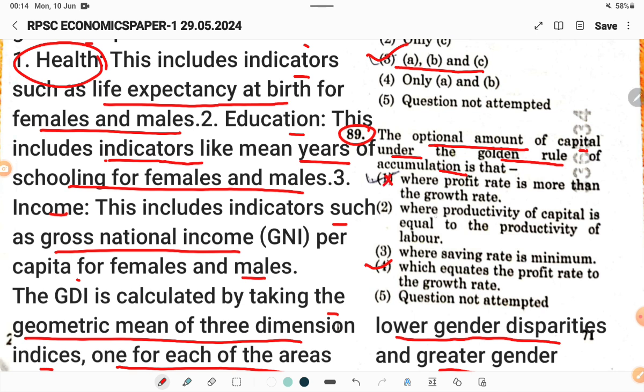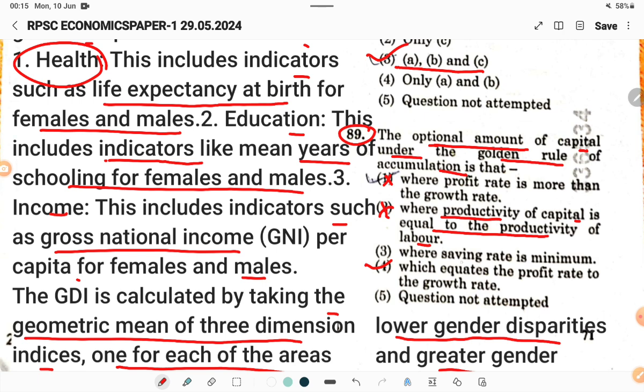Now the next one, where productivity of capital is equal to the productivity of labor. This equality is important for optimal resource allocation and efficiency. It is not specifically related to the golden rule of accumulation. The golden rule focuses on the relationship between the profit rate and the growth rate, not directly on the productivity of capital relative to labor. That's why this is also wrong.